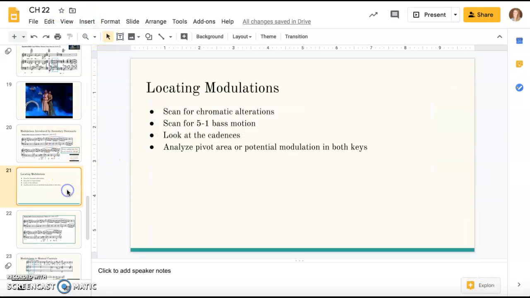Moving ahead. So when you're looking for modulations in your analysis, if you're given a score and you have to find them, you want to scan for any chromatic alterations first. Usually you'll see something unless it's from relative major to relative minor. But even in that case, you may see a raised leading tone or some melodic minor passage where you have the raised 6 and 7. Then you'll also want to scan for 5-1 bass motion. That relationship is so strong, it can be used to tonicize or to modulate.